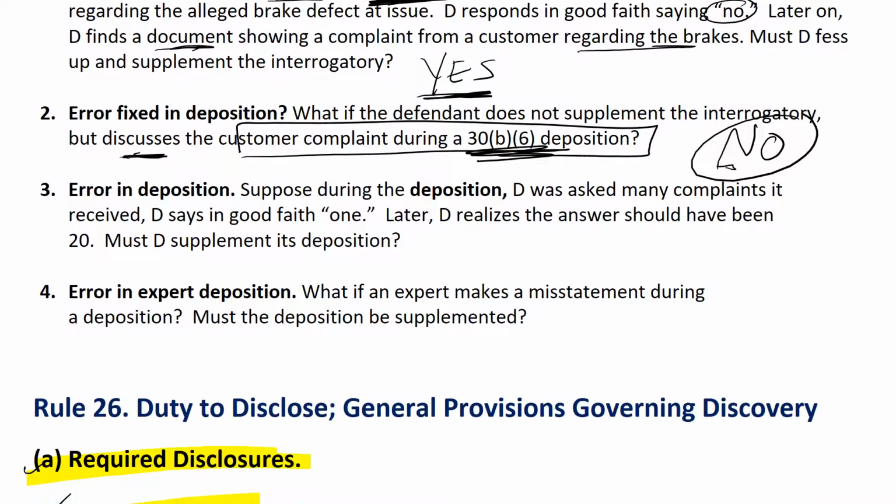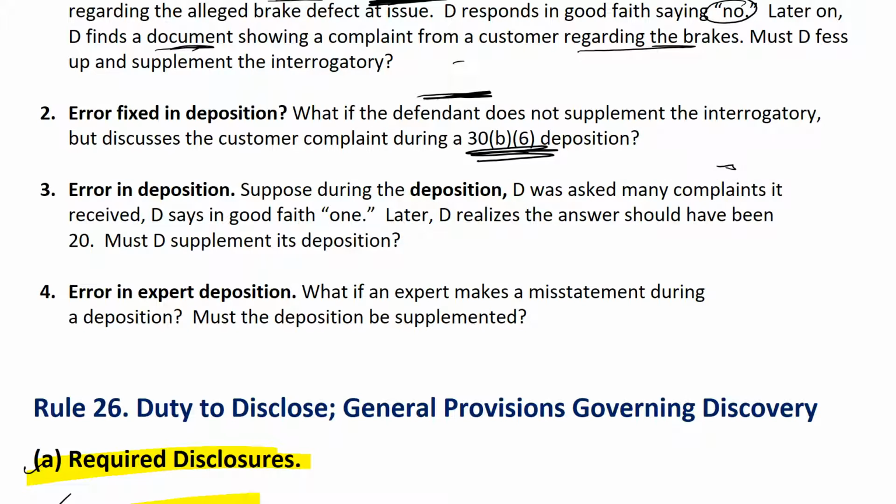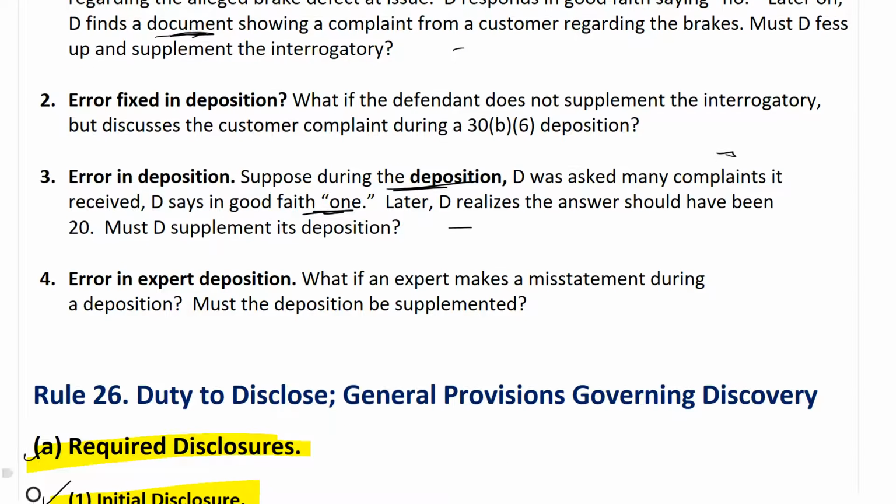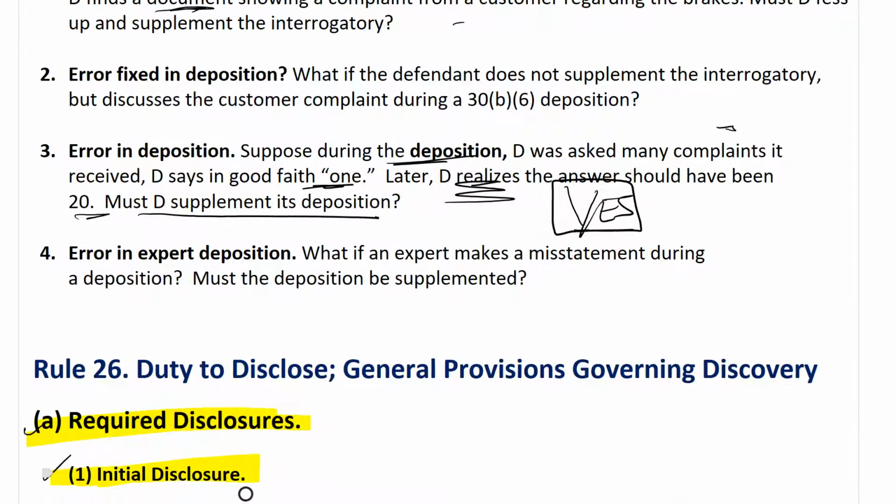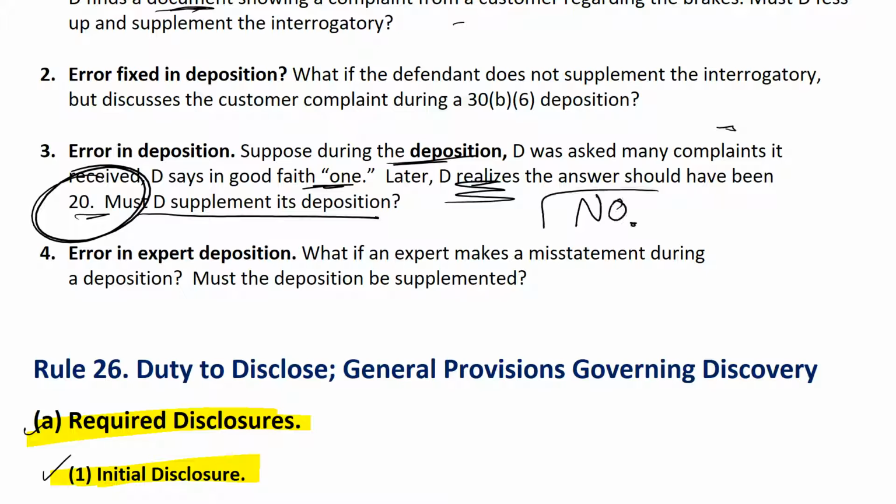All right, question number 3. Suppose during a deposition, okay, so now it's a new fact pattern. Suppose during a deposition, defendant was asked how many complaints it received. Defendant says in good faith 1. Later, defendant realizes the answer should have been 20. Must defendant supplement the deposition? I'm sure you think the answer should be yes, because the deposition was wrong. And in fact, it wasn't just a little bit wrong, it was a whole lot wrong. Sadly, however, the answer is no.